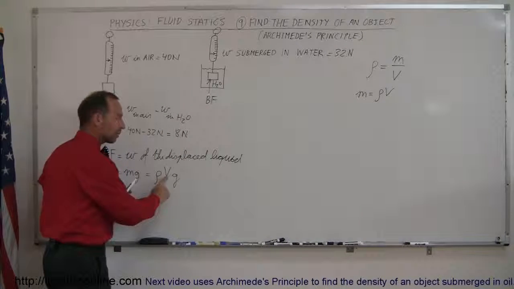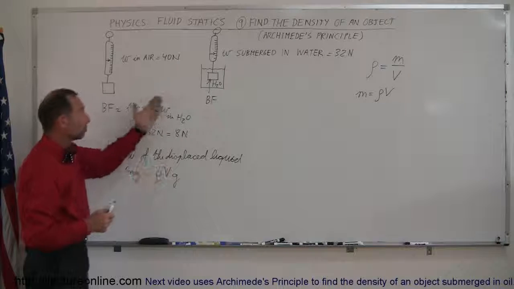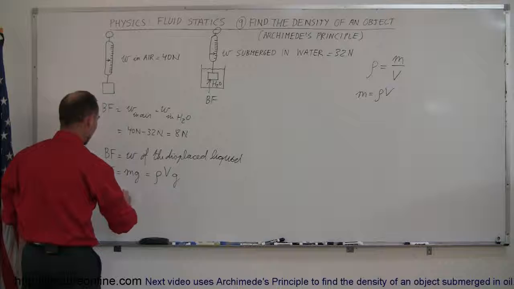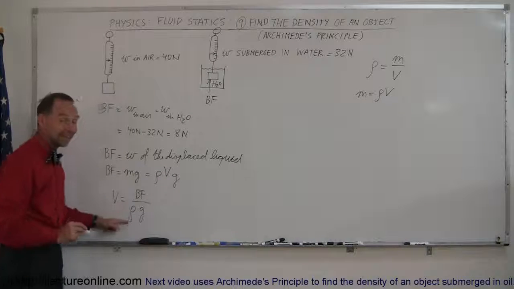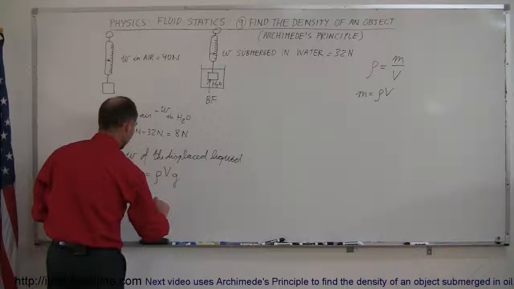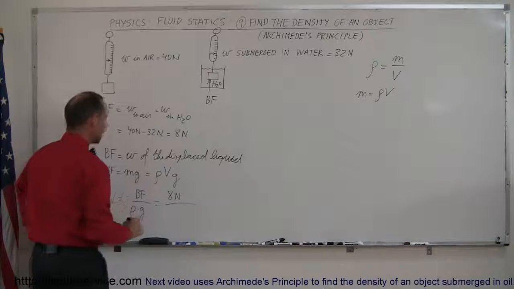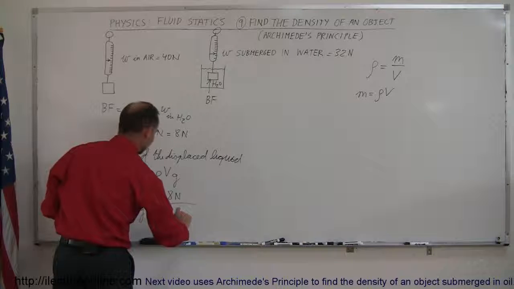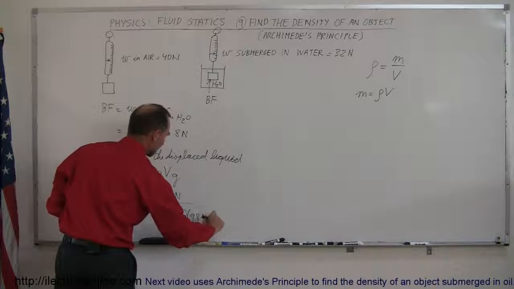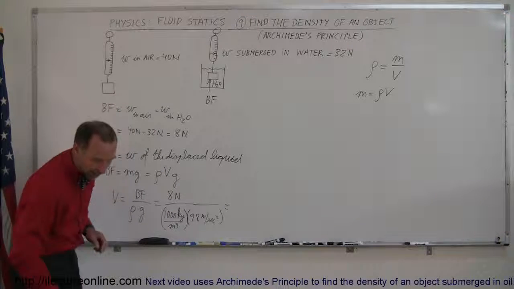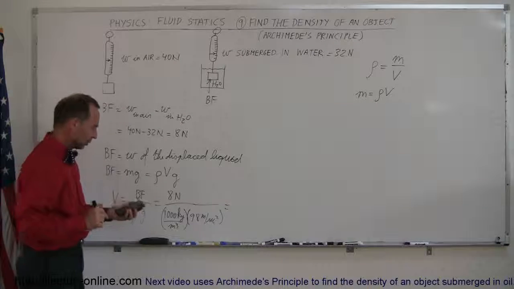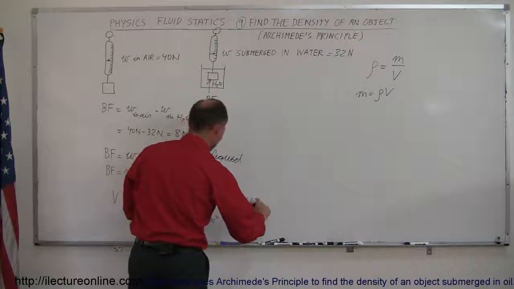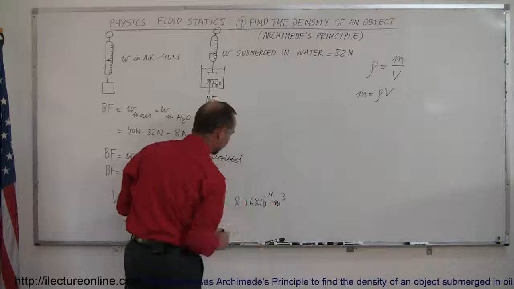So if we solve this for the volume of the displaced liquid, that is also equal to the volume of the object. The volume is equal to the buoyancy force divided by the density and acceleration due to gravity. And remember, the density is the density of the displaced liquid. We know the buoyancy force, which is 8 newtons, and the density of the liquid, which is water, 1,000 kilograms per cubic meter. And of course, we know g, which is 9.8 meters per second squared. We can now calculate the volume of that object. So 8 divided by 1,000 divided by 9.8 is equal to 8.16 times 10 to the minus 4. And of course, the standard unit for volume is cubic meters.